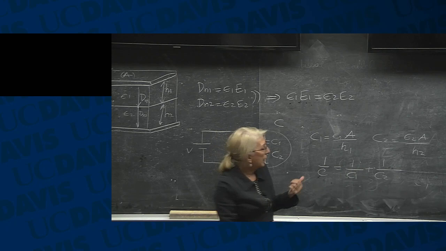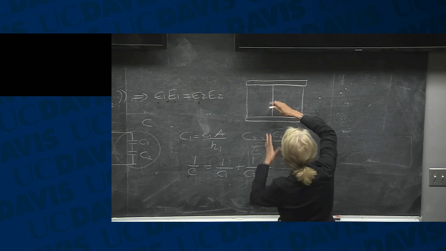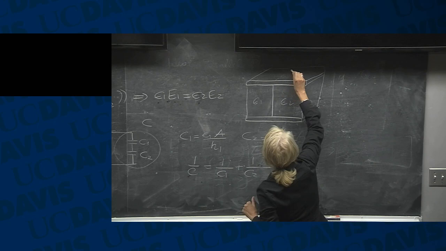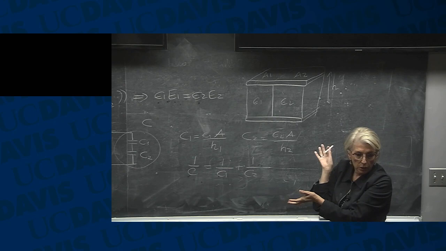What happens now if we have this case, as we said last time, we then divide the space vertically, still an ideal capacitor. So epsilon 1, epsilon 2, then this area A1, this area A2, and total thickness the same, H. What is then the total capacitance of this structure? C.